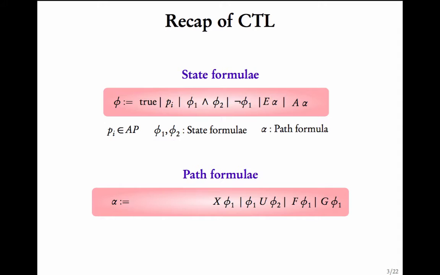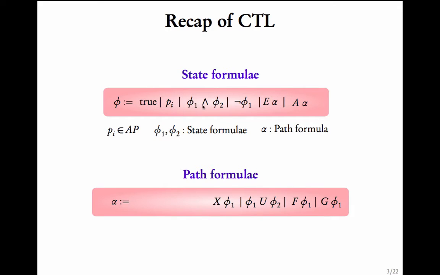CTL is made of two kinds of formulae, if you remember, state formulae and path formulae. State formulae are evaluated over the states of a transition system. The state formula true is true in every state. Pi, this could be P1, P2, P3. P1 is true on states which are labeled with P1. So every state is labeled with a set of atomic propositions, and if that set contains P1, then the state formula P1 is true on that state.